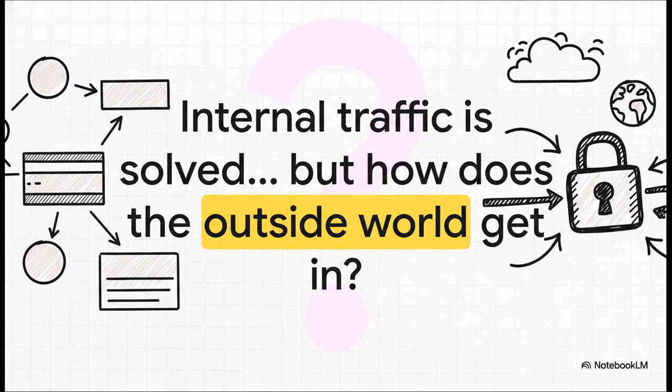All right, so we have totally nailed how services talk to each other inside the cluster. But that leaves one big glaring question, doesn't it? We've got this stable internal address, which is fantastic, but how does a user out on the public internet actually get their traffic into our cluster to hit that service in the first place? Well, that is a whole other can of worms and a story for another explainer.